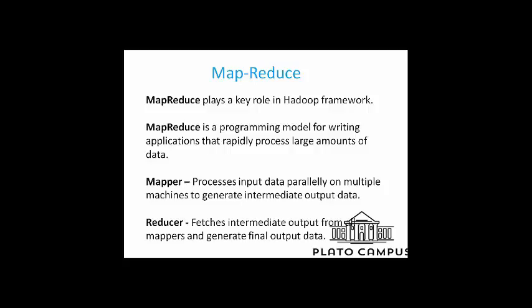So now let me tell you what is mapper and what is reducer. The independent activity each teacher was doing, checking 100 answer sheets, that activity is mapper. And your reducer is fetching intermediate output from all the mappers and generating final output data. That means the one teacher who was collecting the intermediate results from multiple teachers and consolidating them into a single consolidated result, that consolidation activity is known as reducer.